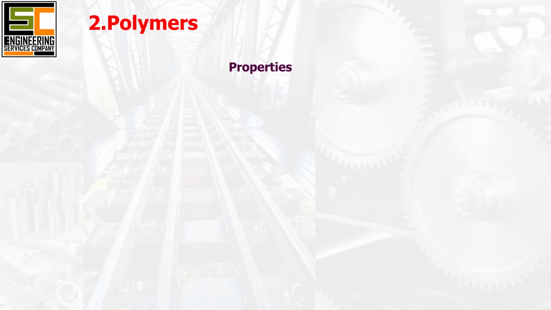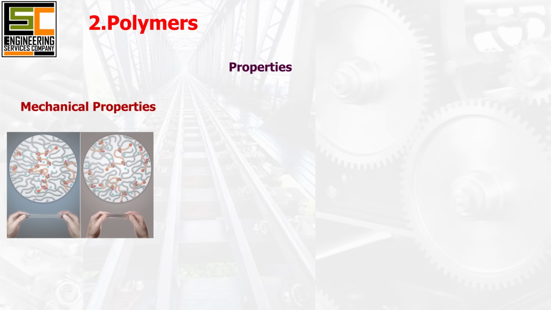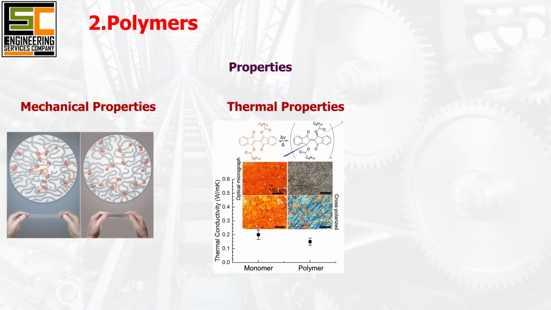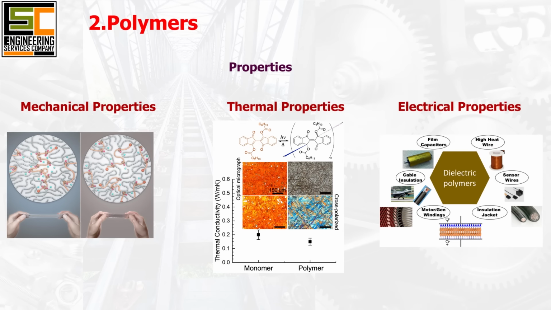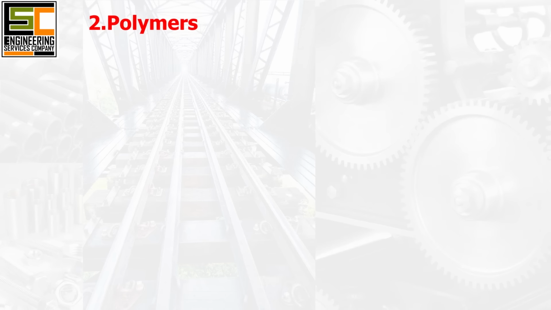Properties. Polymers exhibit a wide range of properties depending on their chemical composition, molecular structure, and processing methods. Mechanical properties. Polymers can have varying degrees of stiffness, strength, toughness, and flexibility. Thermal properties. Polymers can have different melting points, glass transition temperatures, and thermal conductivity. Electrical properties. Polymers can be insulators, semiconductors, or conductors depending on their chemical structure and additives.